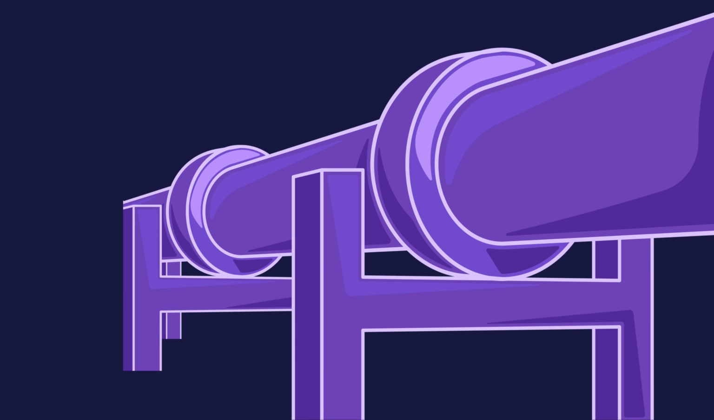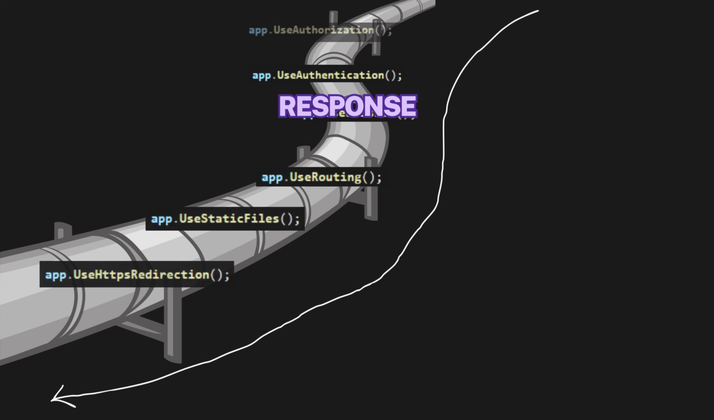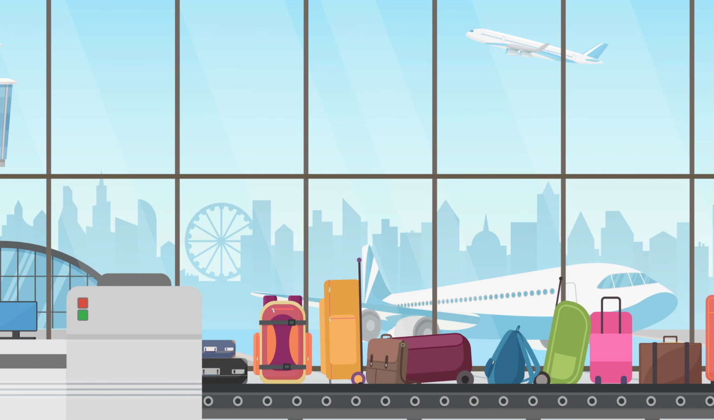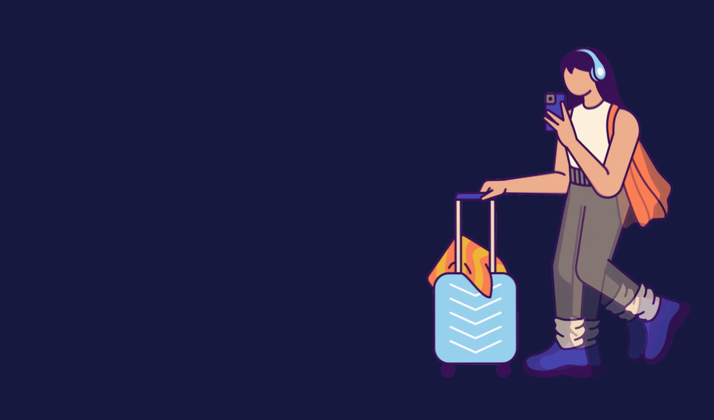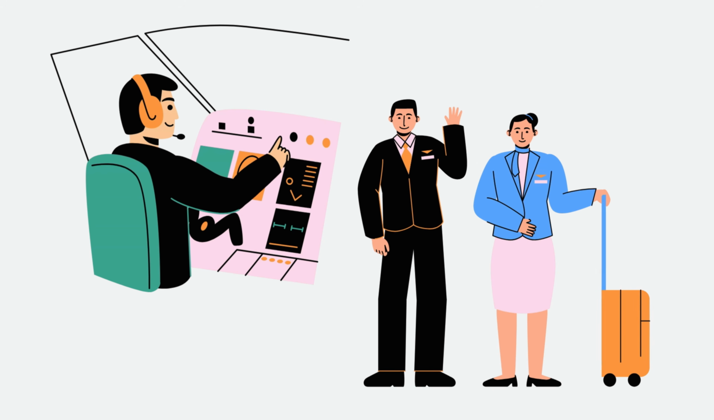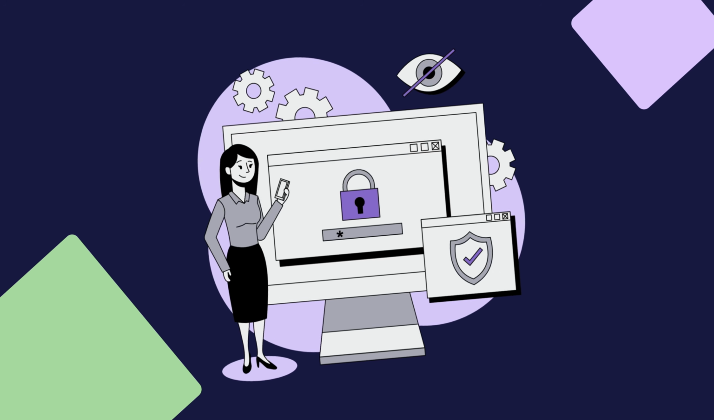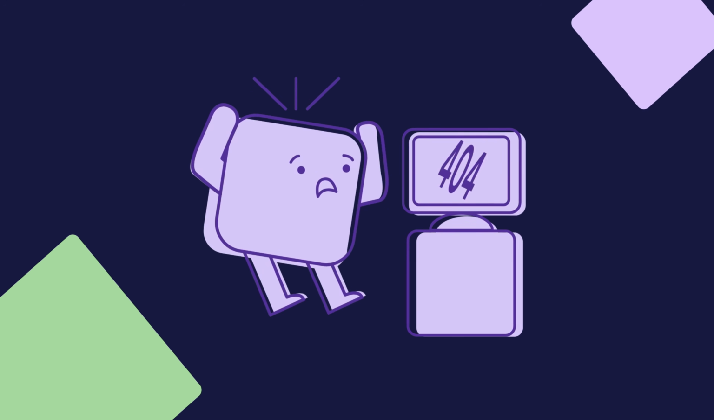Middleware is a pipeline of components that process requests and responses in an ASP.NET Core application. Think of it like a security checkpoint at an airport. Every request must go through a series of checks before reaching its final destination. It's crucial for handling cross-cutting concerns such as authentication, logging, exception handling, request modifications, and more.